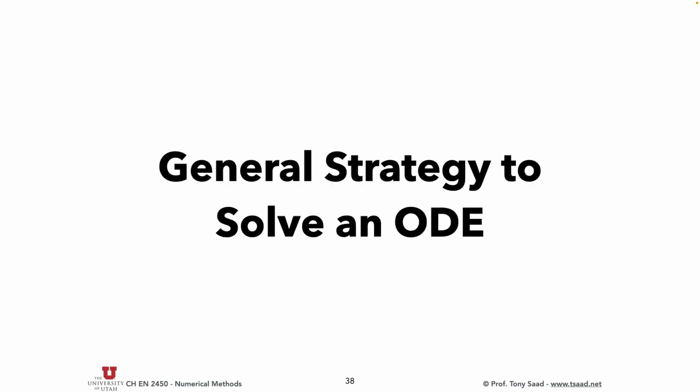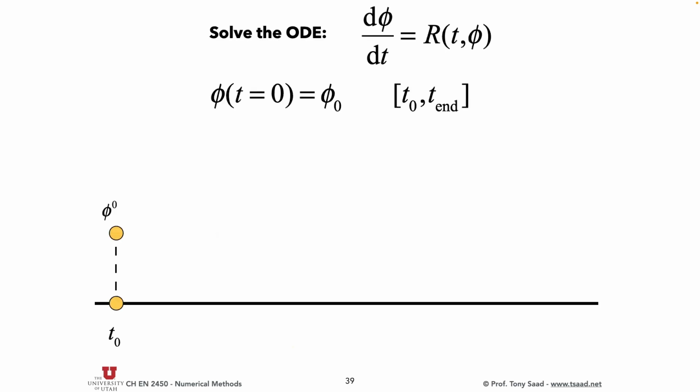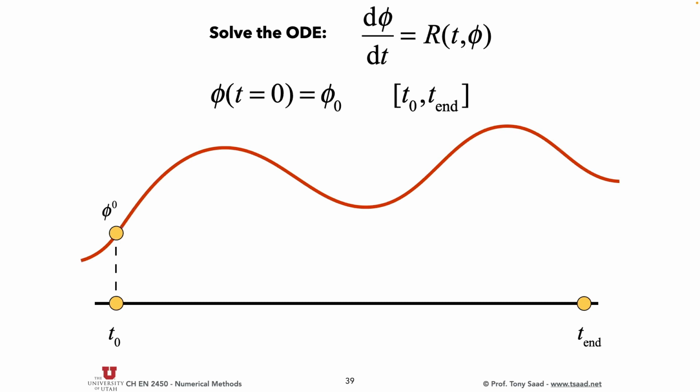Okay, so our general strategy to solve a differential equation is as follows. If you're starting with an initial condition for an initial value problem, you're given the ODE, you're given an initial condition, and you're going from some initial time to some Tn. Our objective is to find this red curve, but we don't know that red curve. We only know the value over here, and we also know the slope of the curve at every point, because that's the ODE, right?